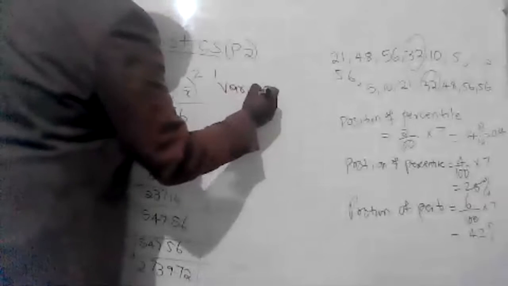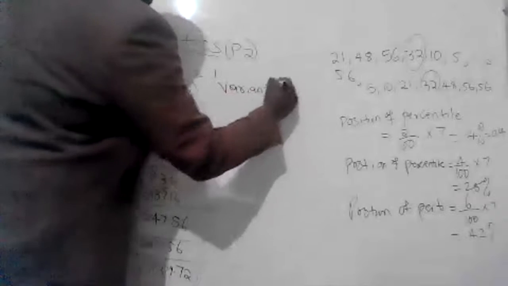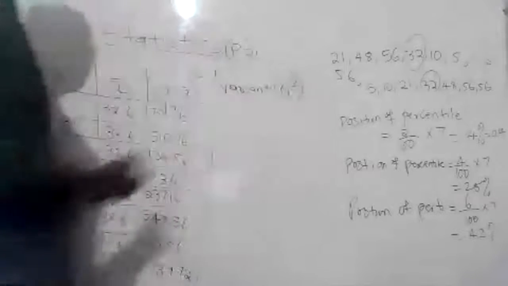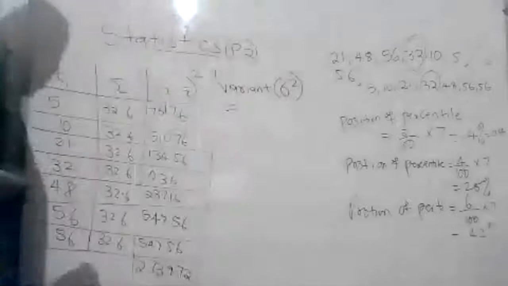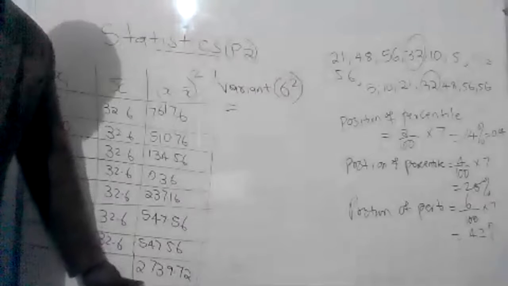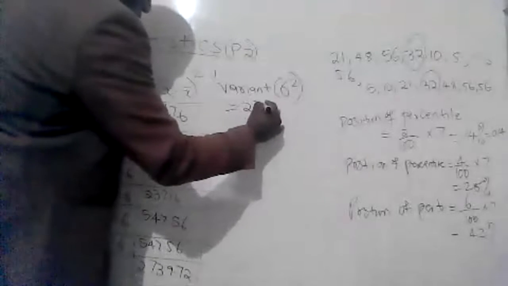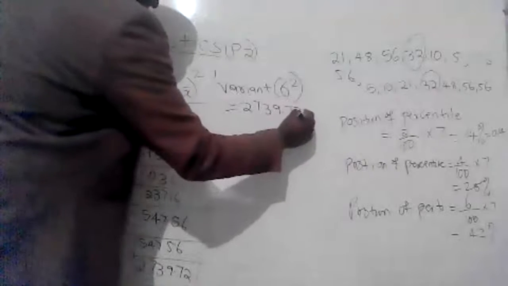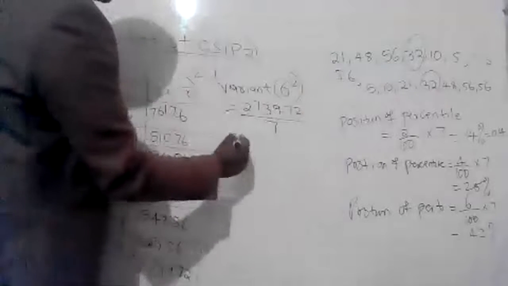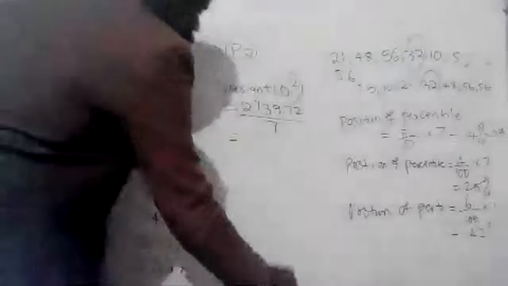So after getting that summation, we are now closer to getting what is called the variance. So the variance, which is simply sigma squared, will be equal to this value that we got down here, and we divide by the total number of values. So we got the value of 2,739.72. That value we must divide by the total number of data given there. It means it's divided by 7. So that will give us what is called the variance.